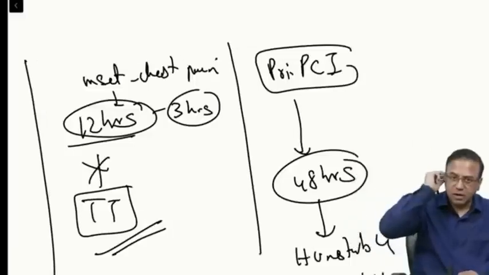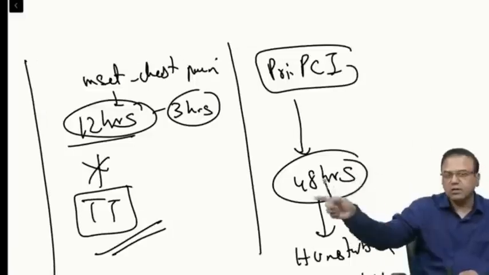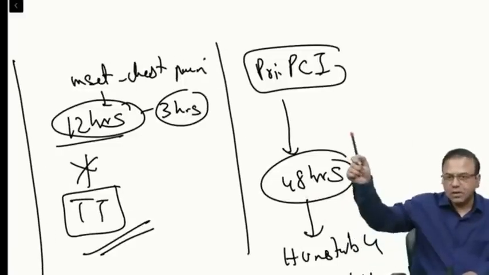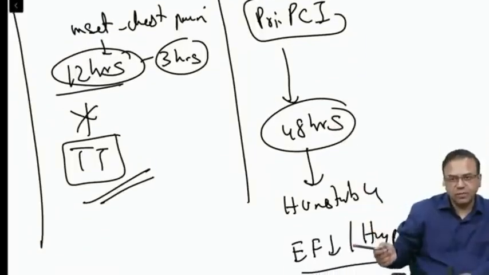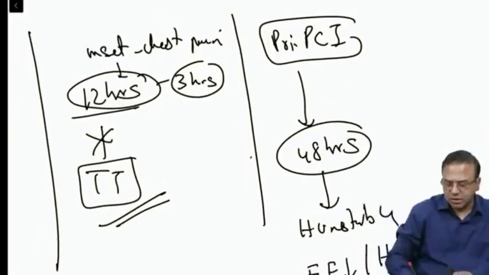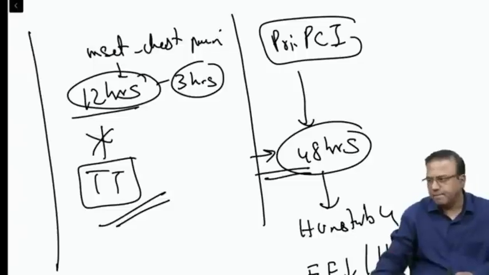For thrombolytic, earlier I used to tell 24 hours. Recent guidelines have shifted to 12 hours. Primary PCI used to be 24 hours. They shifted to 48, and they're saying no time limit if the patient is unstable. Okay, 48 hours is basically the new cutoff for PCI.